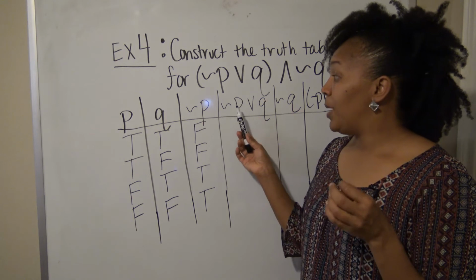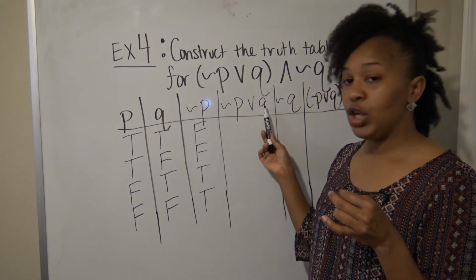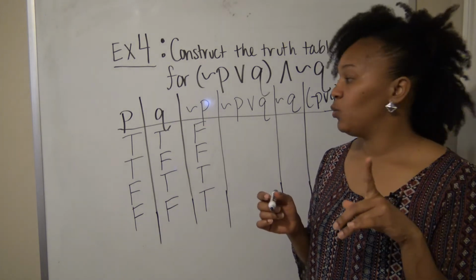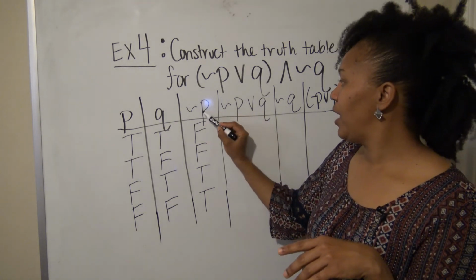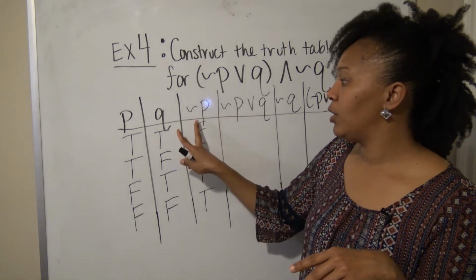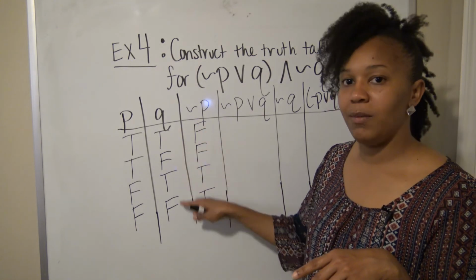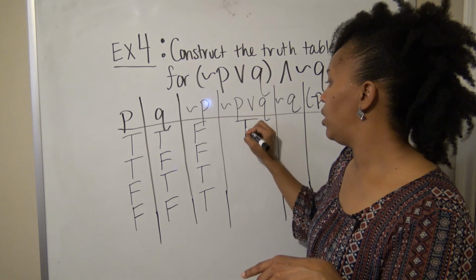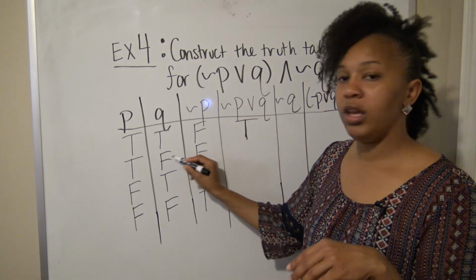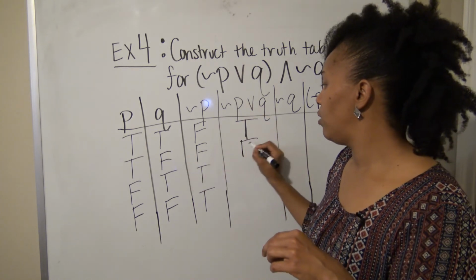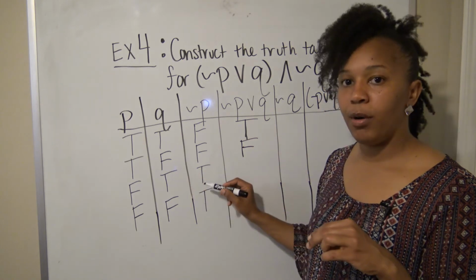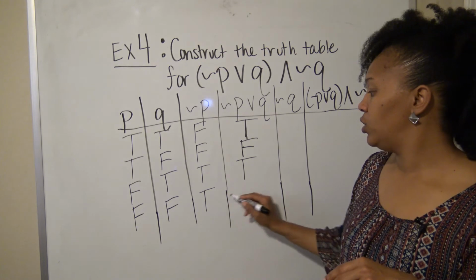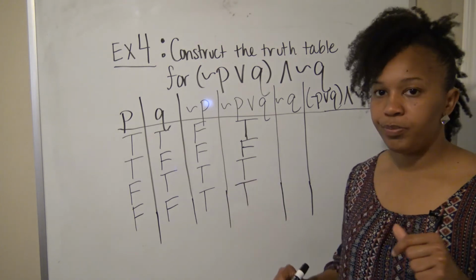Now we want to combine the not P and the Q with the word or. So remember, or is true when at least one of them is true. So I'm looking at the not P column and the Q column, and I'm going to make this true when at least one of those statements is true. So in this first one, the Q is true, so that will be true. And this second one, neither one is true, so that will be false. And the third one, they're both true, so that will be true. And then the last one, the second one is true, so that will also be true.